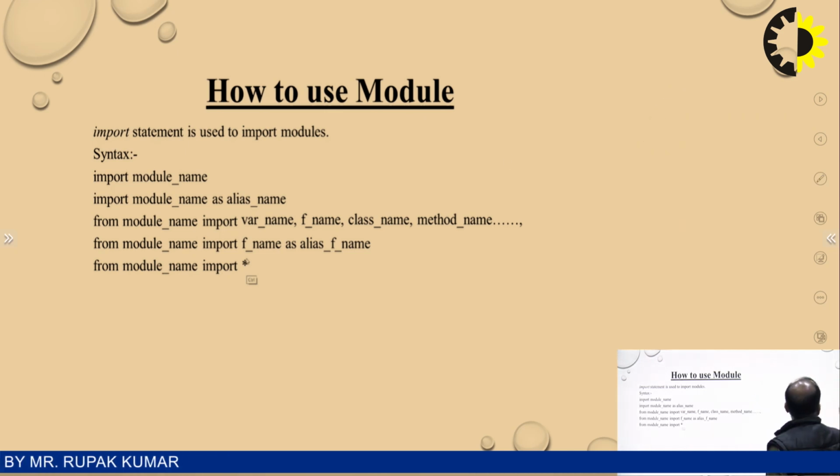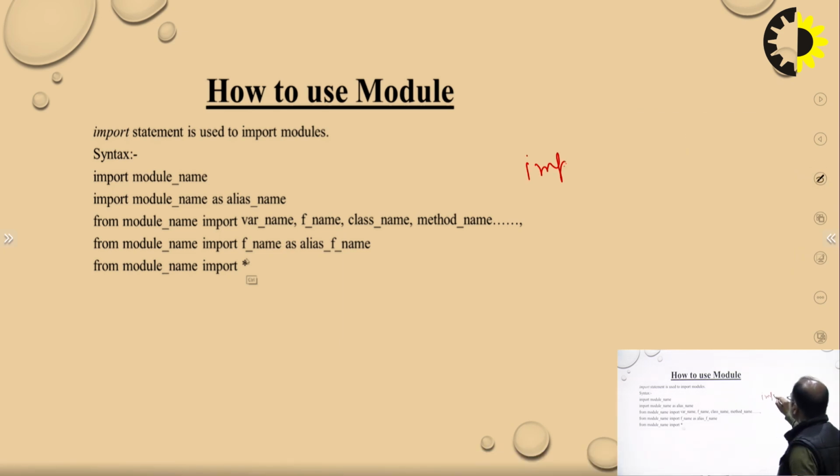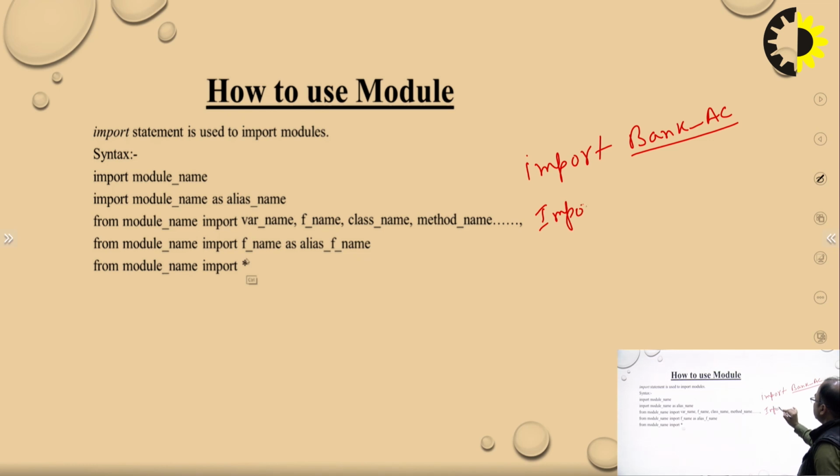Import is a keyword, and then we can write, suppose my module name is bank account. So this is the module name. If there is a second module, like import, suppose we have a user module, import user. This is the second module. Like that, we can have different modules in the same banking process.